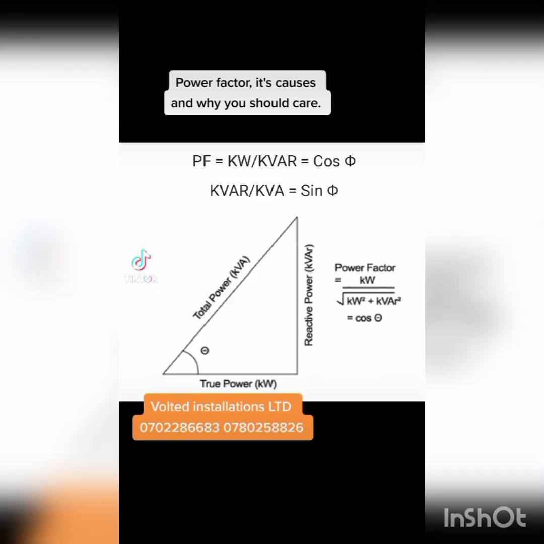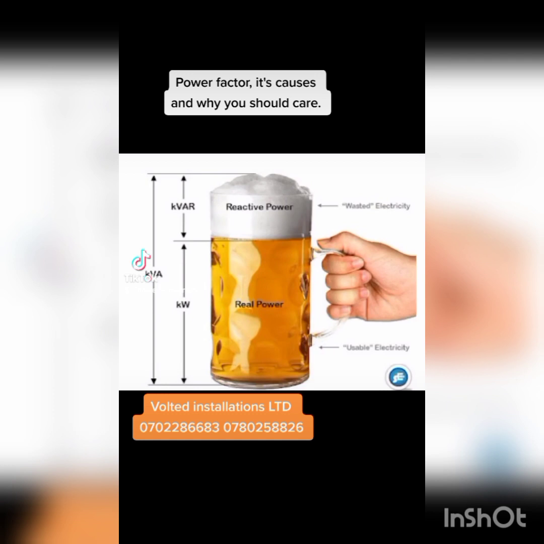So what is power factor? Power factor is the cos of that angle between the total power and the true power. So it is the ratio of the real power to the apparent power. Taking us back to our beer analogy, you see, you can't have beer without foam. So it is impossible to have equipment running without any reactive power. But the more reactive power you have, the less your power factor, and vice versa.